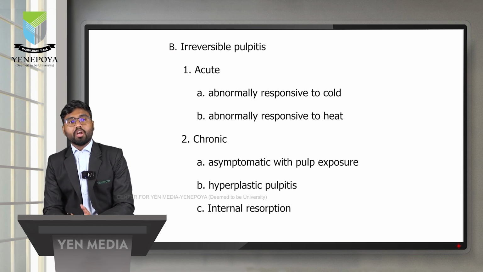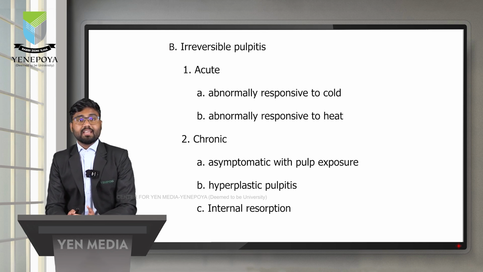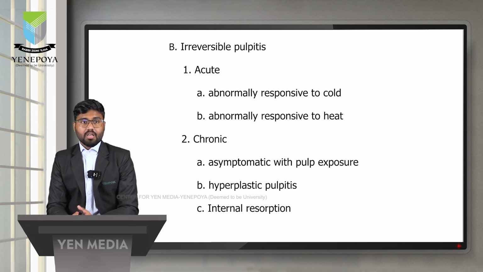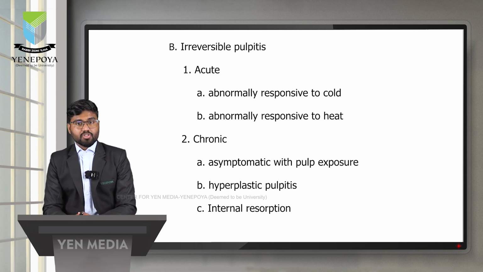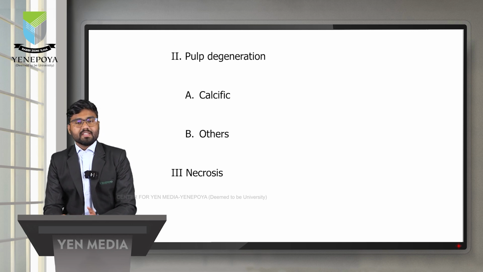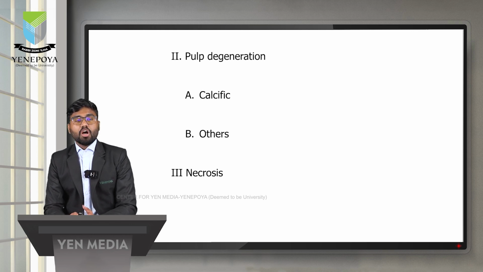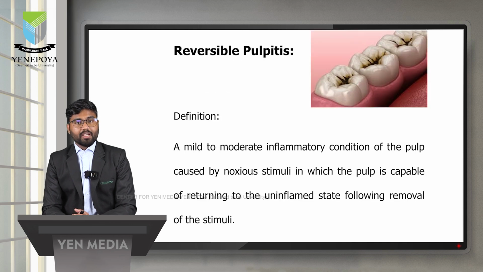At the same time, chronic or a long-standing lesion in irreversible pulpitis means asymptomatic with pulpal exposure, or it can be hyperplastic pulpitis, or it can be called an internal resorption. Next, coming to the pulpal degeneration, which cannot be seen clinically, but however it can be called calcific degeneration in radiographic changes or others, that is histopathological changes. Next, coming to pulpal necrosis. So we will be discussing each one by one.